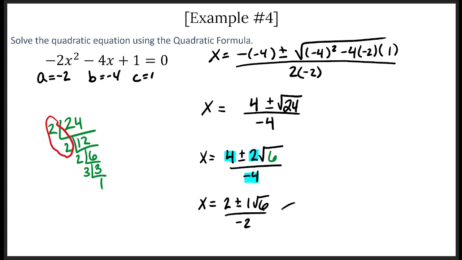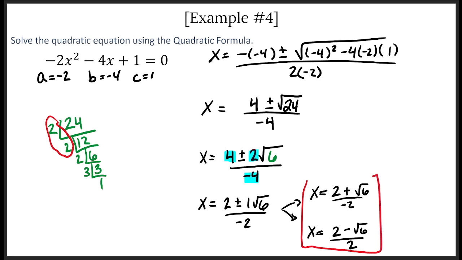Split your answer apart, and we will consider this done. X equals 2 plus, I'll forget the 1 because the 1 doesn't do anything, square root of 6 over -2. And 2 minus square root of 6 over -2. Yikes, those got wild. If you can simplify your square root, you must.